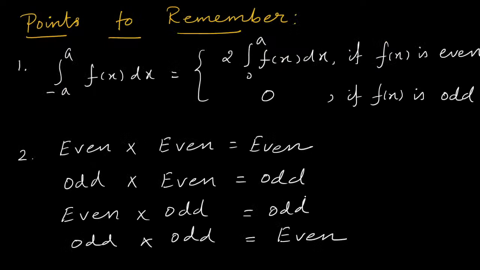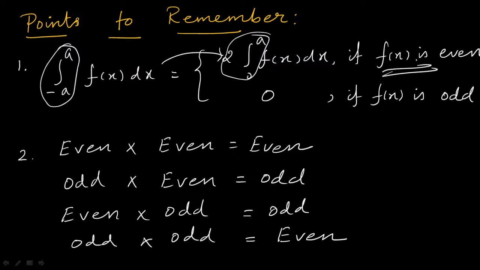And an important point you should remember: whenever the integral is from minus a to a of f of x dx, that integral can be rewritten as twice the integral from 0 to a of f of x dx whenever f of x is an even function. Suppose f of x is an odd function, you can immediately write the integral value as 0.